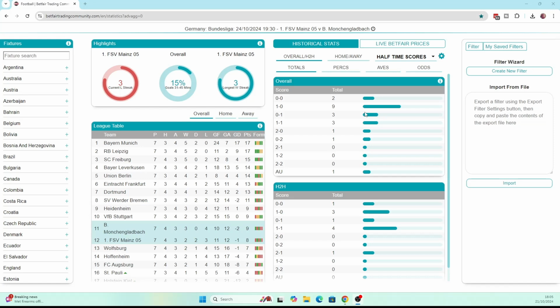So what you want to look at here is it being a draw at half time, and then obviously the match doesn't end a draw. That's what we're going to base this filter and strategy around.